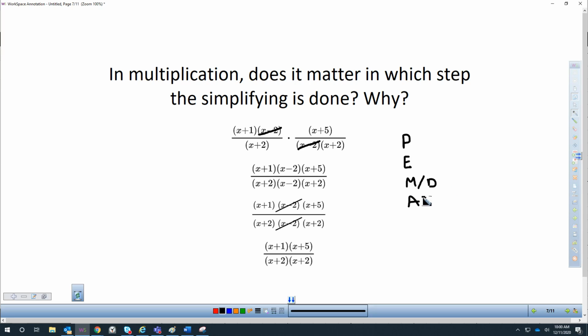You maybe weren't told this, but multiplication and division are actually on the same level, and so is adding and subtracting. So if you have multiplication and division, which canceling these out is basically an act of division, and multiplication and division are on the same level, you can actually do them in any order you want with each other. So we can divide out those factors first and then go on and multiply. And sometimes that saves us some work. So it doesn't matter in which step the simplifying is done. The answer is no, because of the order of operations, multiplication and division being on the same level.